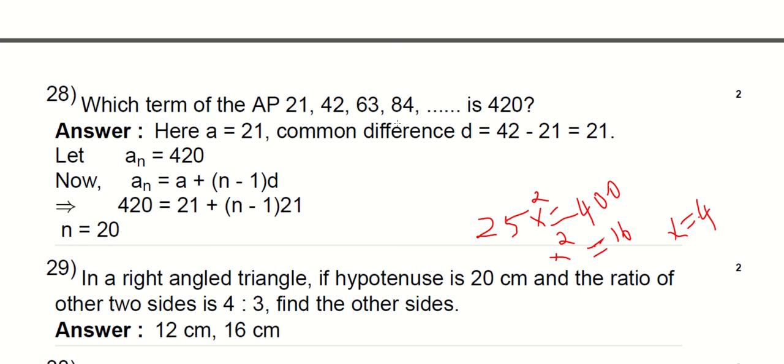Which term of this AP is 420? Here the first term is a, d is the second term minus the first, that is also 21. The last term is given, a n is 420. The formula is a plus n minus 1 d. 420, take 10, 421 take that side, then divide by 21, the n value is 20.